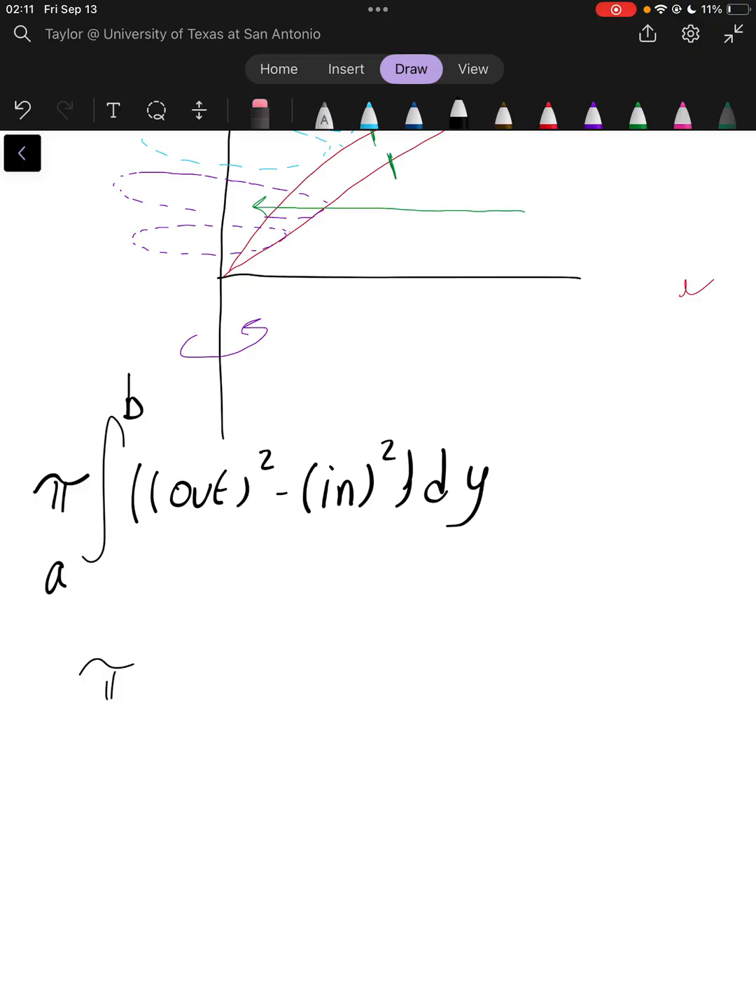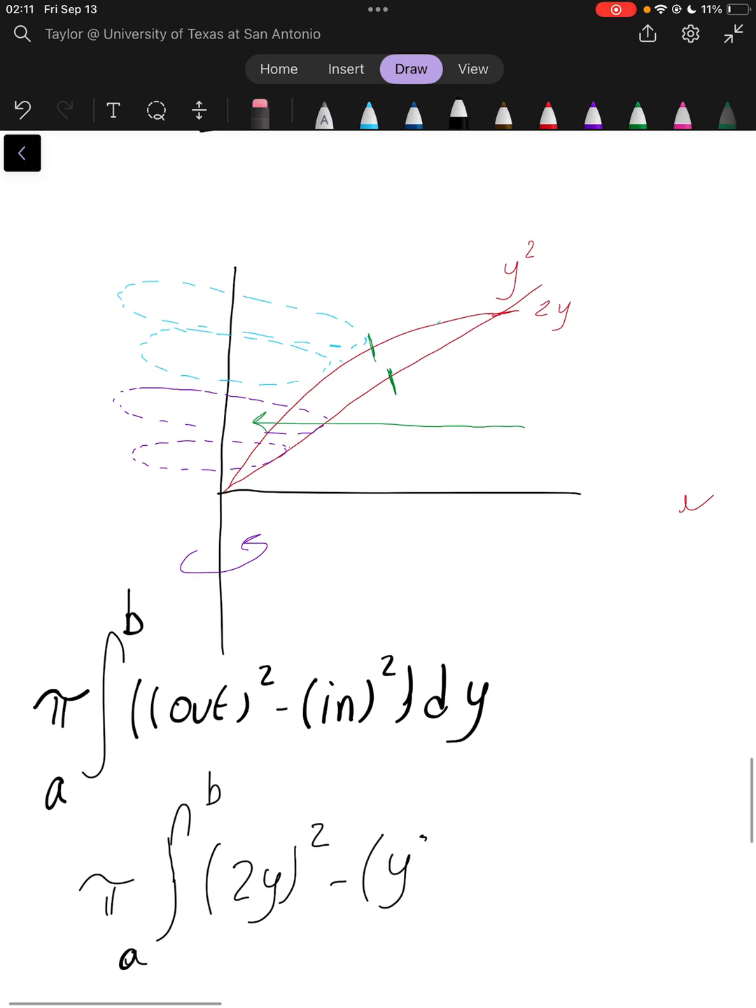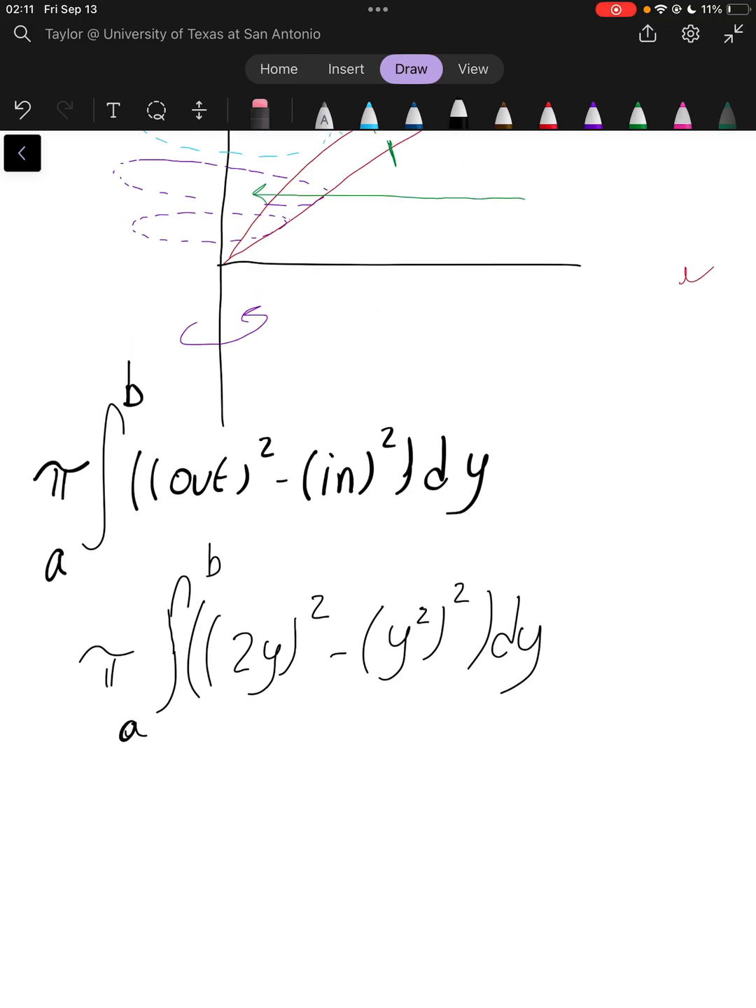Pi, integral from a to b, of (2y) squared minus y squared dy. Alright, and the next thing we need to do is find our bounds.